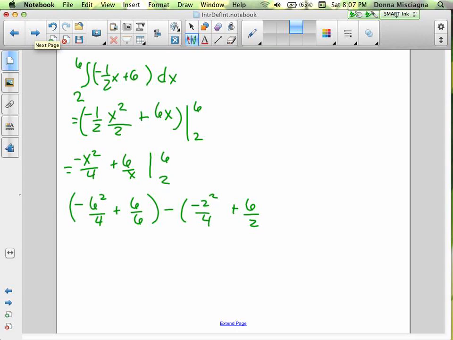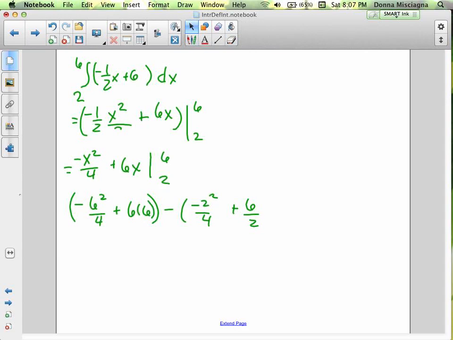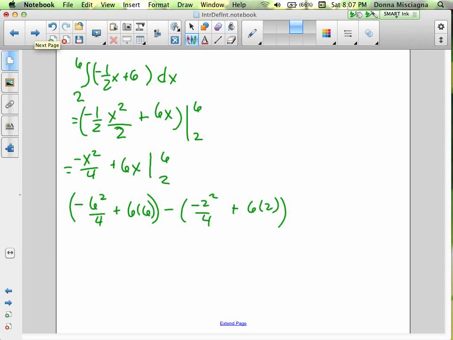Wait, oh, how did that happen? How on earth did my 6x become a 6 over x? No explanation for that. It went for a walk. I guess I was putting the 4 underneath. I wanted to put the x underneath. That doesn't belong there. It was 6x. The antiderivative of 6 is 6x. I just said that. All right, now we have our x in the place where it belongs.